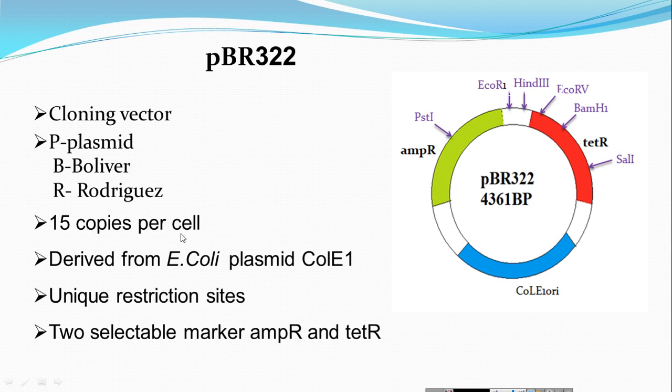It is the first artificial cloning vector to be constructed in the laboratory and is used most widely for all cloning purposes till today. It is a 4.36 kilobase pair double-stranded cloning vector. This plasmid contains 20 unique sites for recognition of restriction enzymes. It is derived from E. coli plasmid ColE1 and it has two selectable markers, ampicillin resistance gene and tetracycline resistance gene.